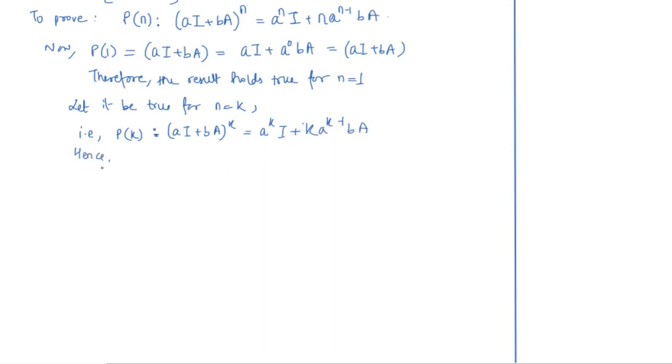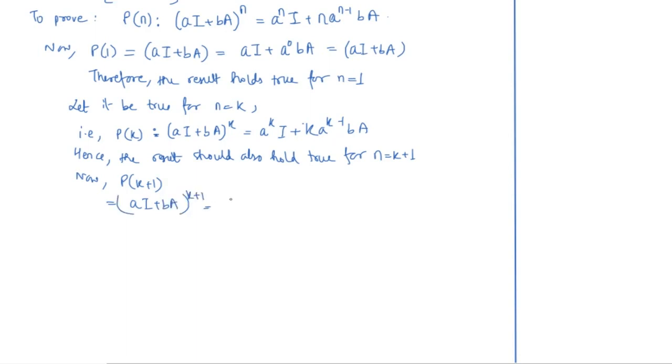Hence, for this equation to be satisfied for any integral n, the result should also hold true for n = k + 1. Now let us deduce what P(k+1) is. This is (aI + bA)^(k+1), or in other words we can split it up like this: (aI + bA)^k into (aI + bA). I hope you have no doubt in it.